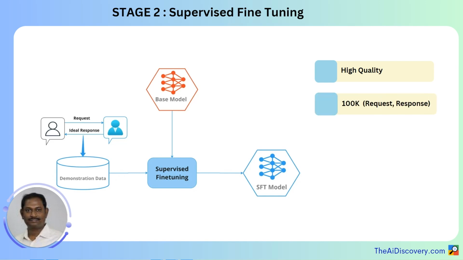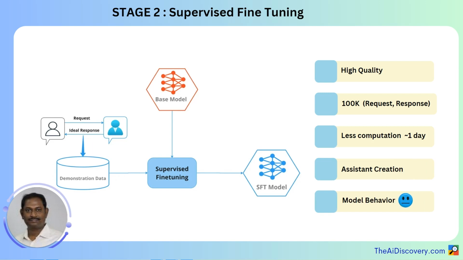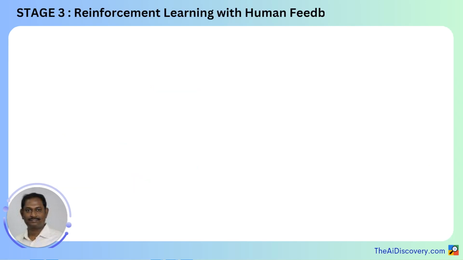The range will be 100k requests and responses fed as training data, and it is relatively less compute intensive. Although it is also compute intensive, it is way less than the previous stage. The priority in this stage is to create an assistant model, and the model behavior will be socially acceptable. But it lacks accuracy when it is given a question outside of this training data set. We'll see how this is fixed in stage 3.